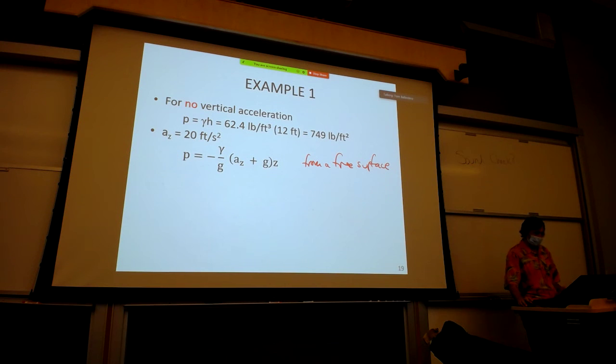And so the pressure at the bottom, this is what we're asking. What's the pressure 12 feet down? So Z is going to be 12 feet. AZ is our 20 foot per second squared. Gamma, specific weight of water. You know everything on the right-hand side.